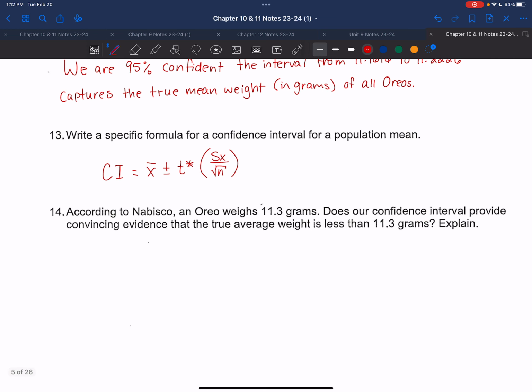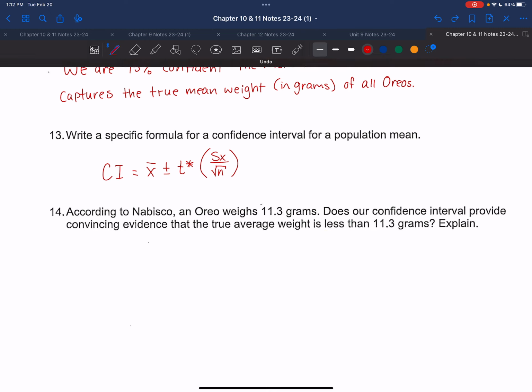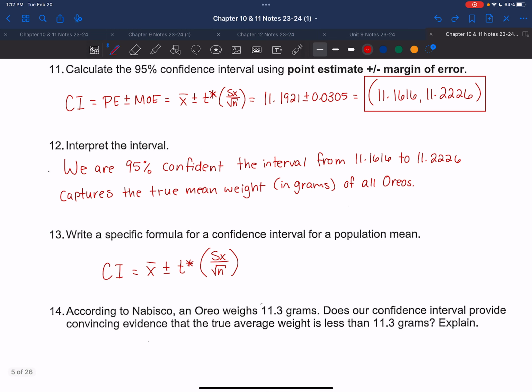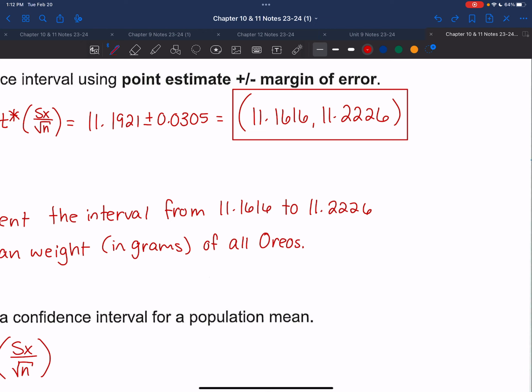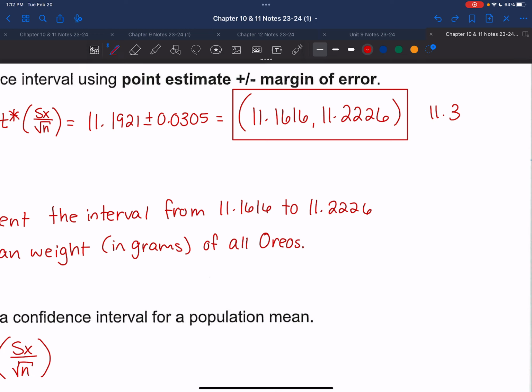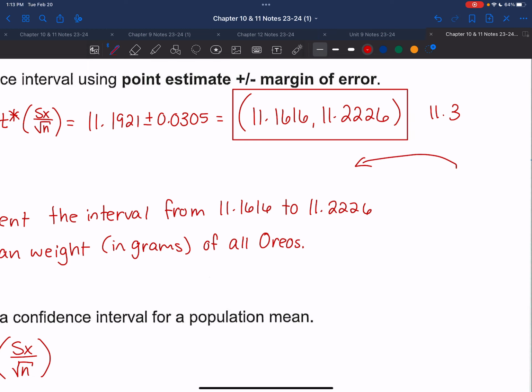And now it says, according to Nabisco, an Oreo weighs 11.3 grams. Does our confidence interval provide convincing evidence that the true mean weight is less than 11.3 grams? And explain. Our confidence interval was from 11.1616 to 11.2226. Nabisco is saying that the true mean weight is 11.3, which is way up here. So our confidence interval does not contain 11.3. Our entire interval is below 11.3.